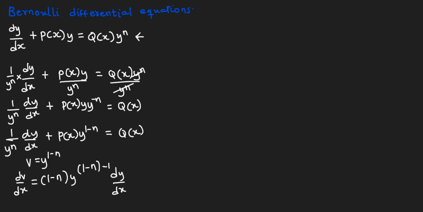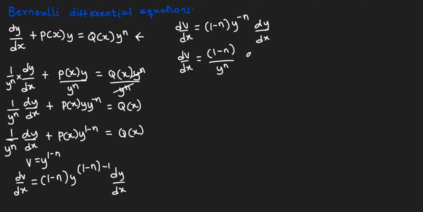Now let's simplify this. When I simplify, we're going to have dv/dx equal to 1 minus n multiplying y to the power 1 minus n minus 1, which gives us y to the power minus n, and then you have our dy/dx here. All you have to do next is make dy/dx the subject so that we can do a substitution. So I will write this as dv/dx equals 1 minus n over y to the power n dy/dx.